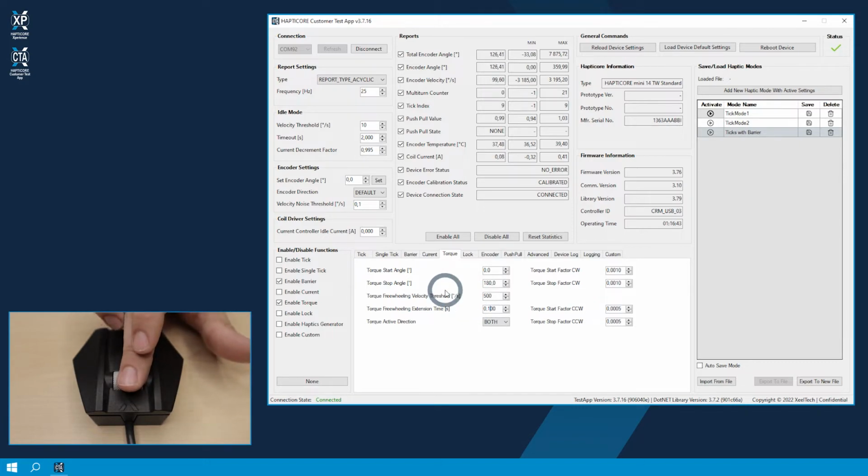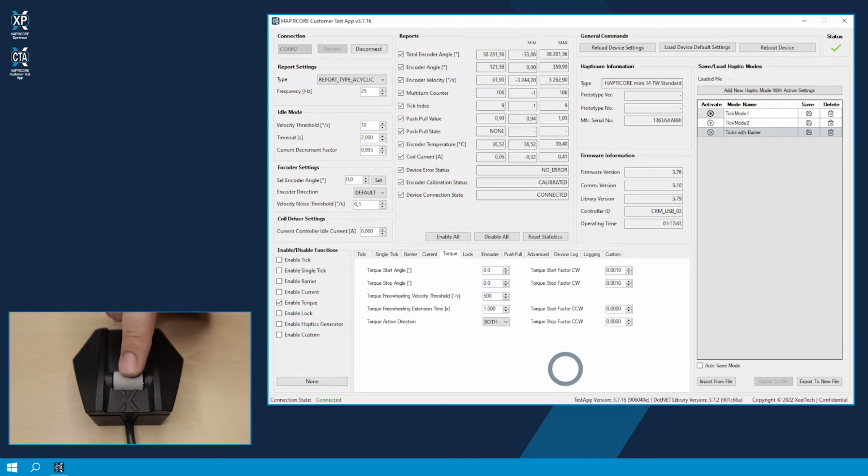In our case, if we now turn the encoder, of course with the barrier function deactivated and with torque function angles deactivated, we feel a resistance when turning slowly, which disappears as soon as we turn the encoder faster and exceed our 500 degrees per second. If we now turn slower and fall below the value, the timer of 100 milliseconds runs out and we feel the resistance again. To demonstrate this timer more clearly, we set the value significantly higher to 1 second.